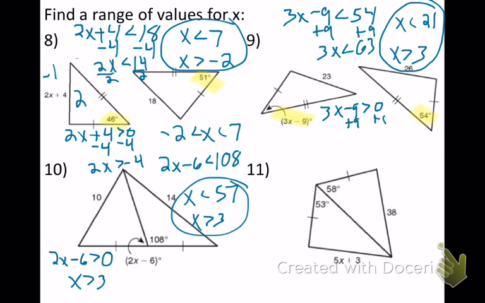11. How would I set up 11? Give me the first one. How would I set it up? 5x plus 3 is less than 38. Okay, and when you do that, you get x is less than what? 7. Then how would I set up the second one, Caden? 5x plus 3 is greater than 0. Great. So I subtract 3 and divide by 5.